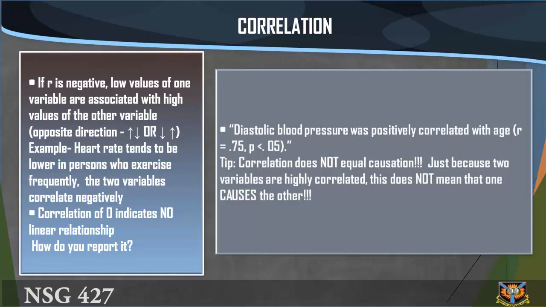How do you report it? Diastolic blood pressure was positively correlated with age (R = 0.75, P < 0.05). Tip: correlation does not equal causation. Just because two variables are highly correlated, this does not mean that one causes the other.